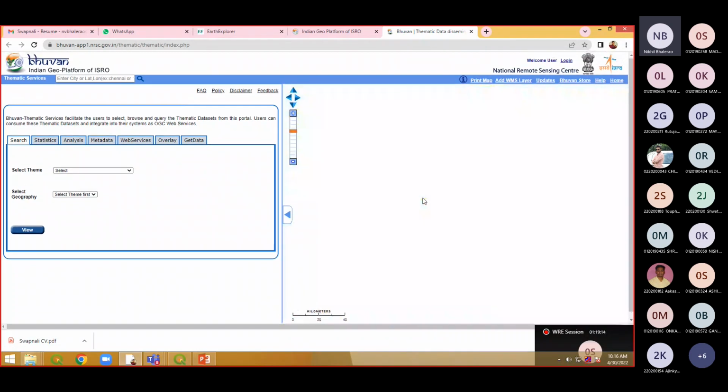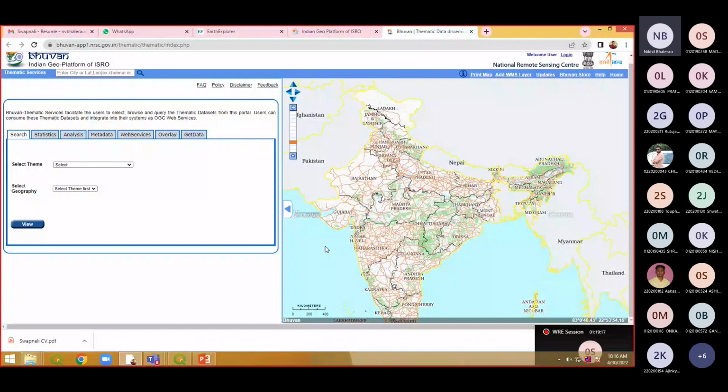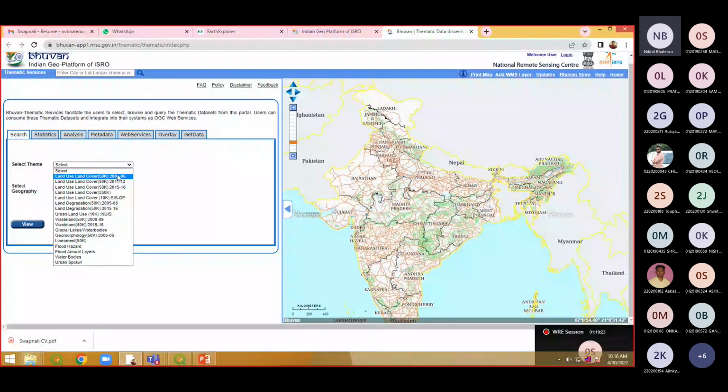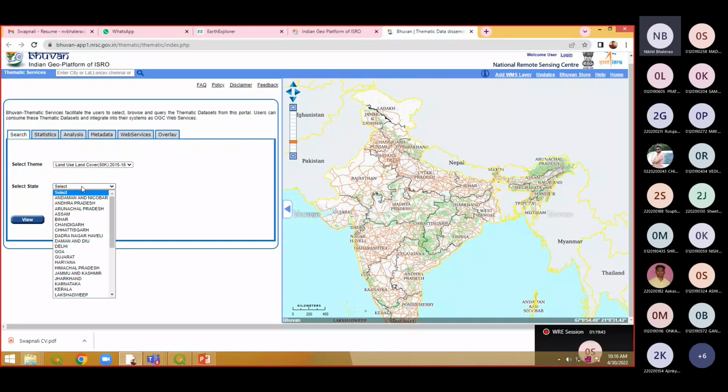I need to check for the grids. Let me check if I will be able to see. Here you can see the various categories like land use, land cover data sets, then wasteland, glacial land, limestone, flood hazard, flood water bodies, urban sprawls. You can get the data. So here, land use land cover 50K 2015-16, that we will see here, say for Maharashtra.